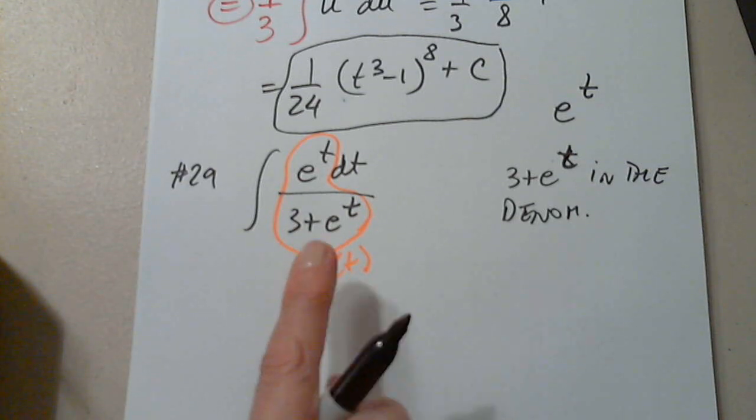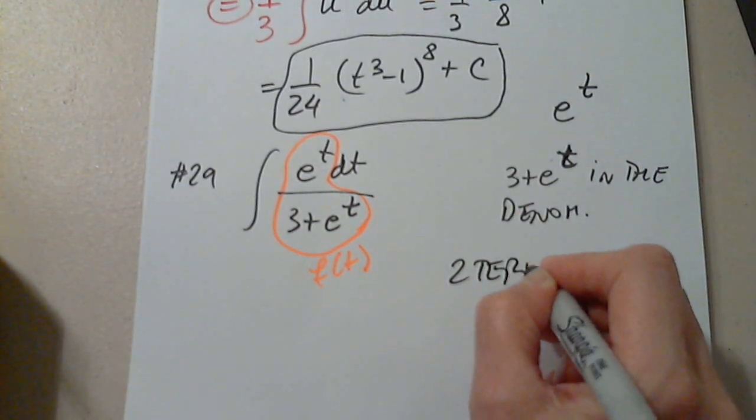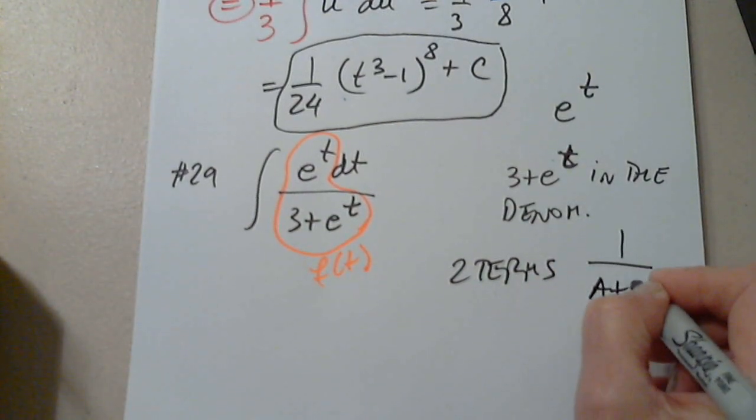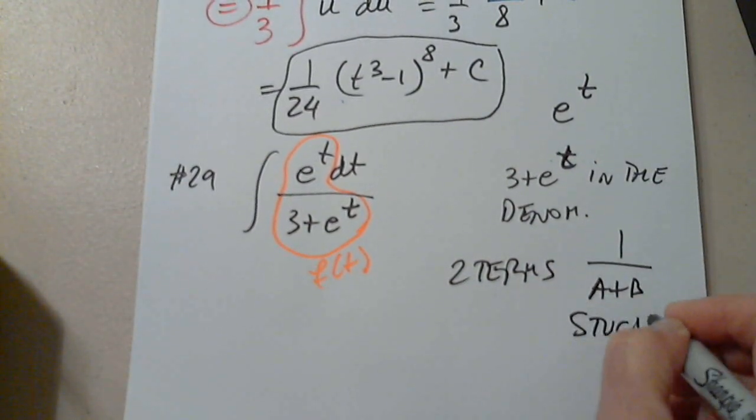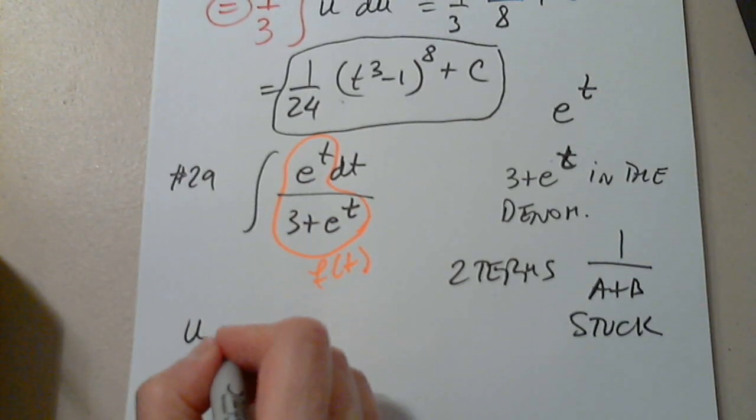The reason why this is a problem is because it has 2 terms. 1 over a plus b, stuck. I'm stuck on that one. I can't simplify. I can't do anything. If the denominator has 2 terms like that, a plus b or a minus b. So that's my problem. So that's where I focus on.